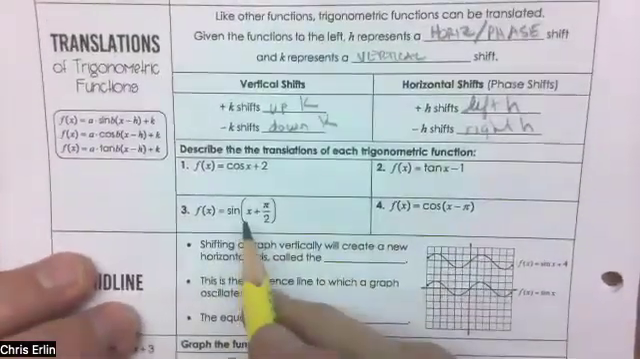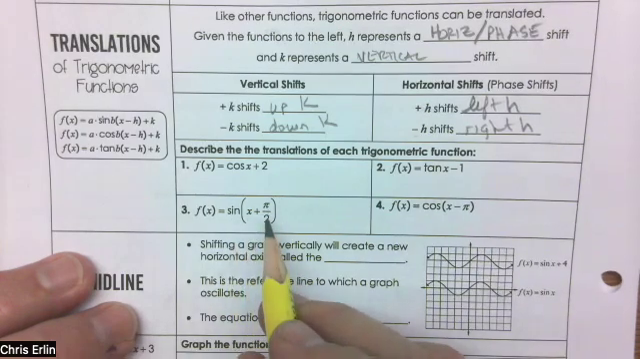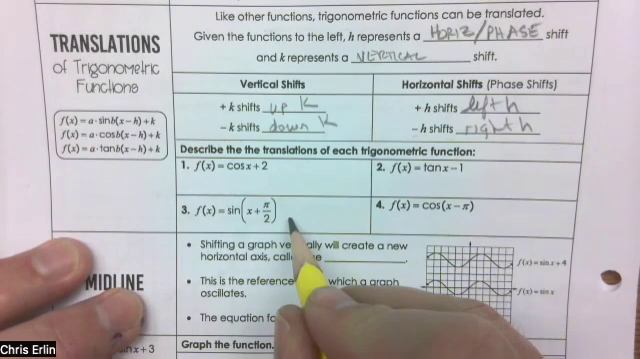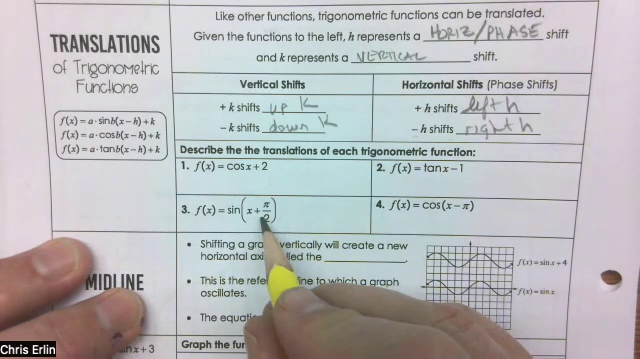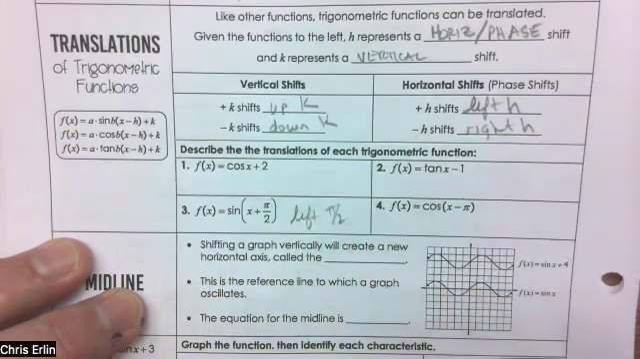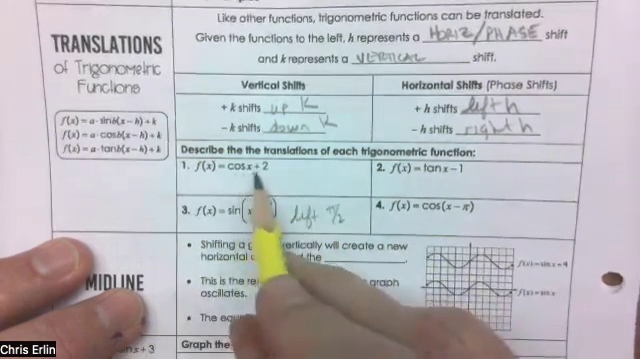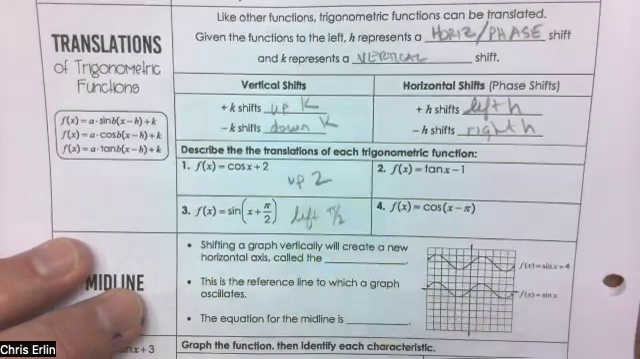So for instance, down on number 3, if you see sine of x plus pi over 2, what would that do to the function? Left pi over 2. Whereas number 1, cosine x plus 2, moves us up 2.